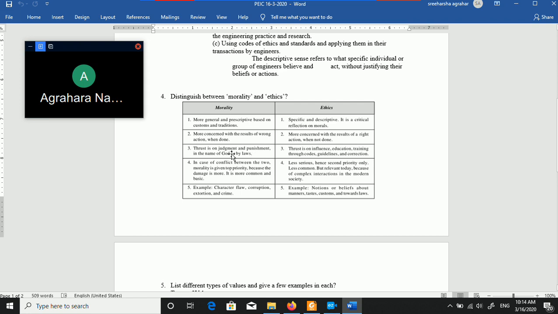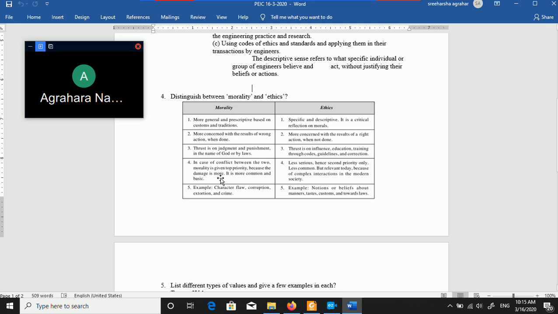So there are many ways how morality is conveyed, or how the judgment on wrong action and the punishment is conveyed. Here, the thrust is on influence, means by inspiring to do the right things, educating about the benefits of doing right things, training, giving the guidelines, correcting the mistakes, and allowing them to go into the right path. So that is what is concerned about in ethics. Coming to the fourth point, in case of conflict between two, morality is given the top priority because damage is more.